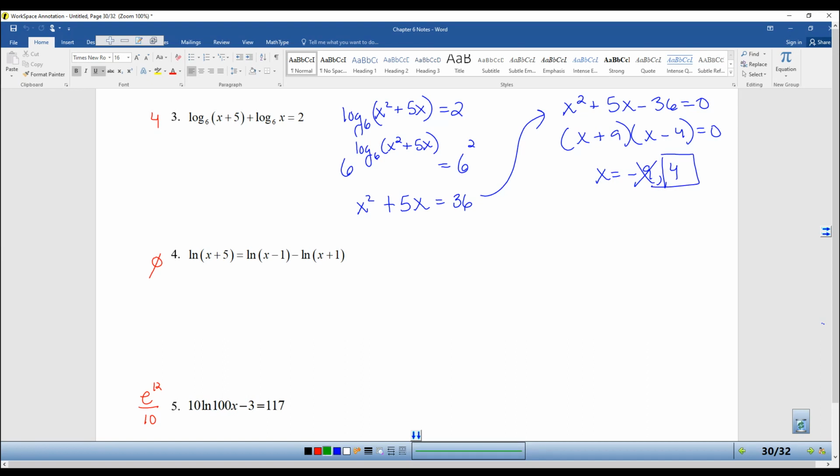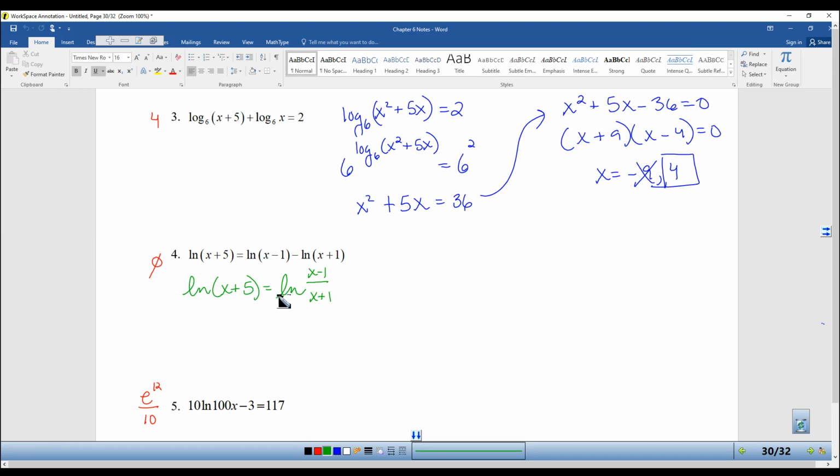So the next one's a little trickier. We've got a minus there. Do you remember what that does? That's going to condense to division. So I'm going to have natural log of x minus 1 over x plus 1. And now you actually don't need parentheses because they're joined by the division.